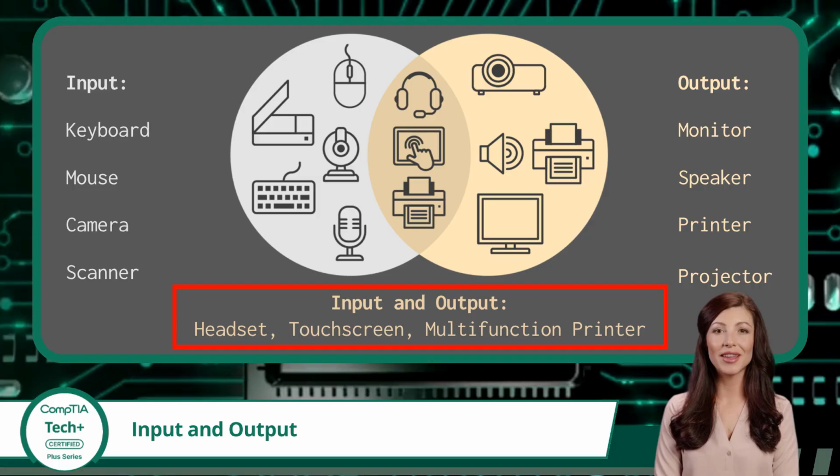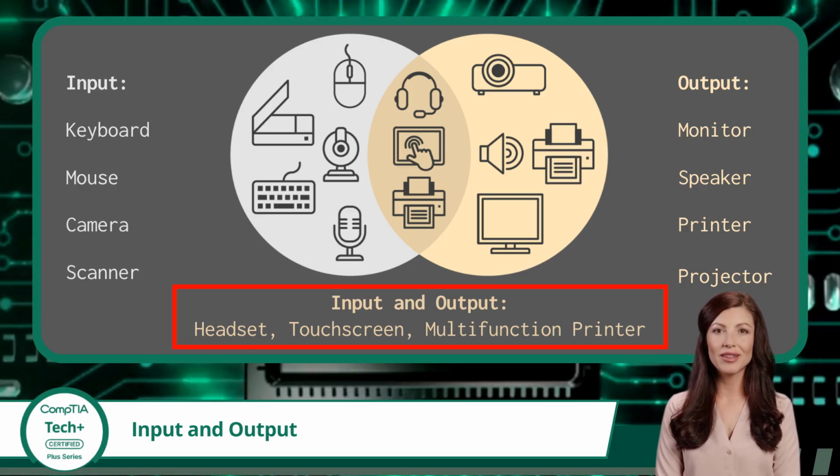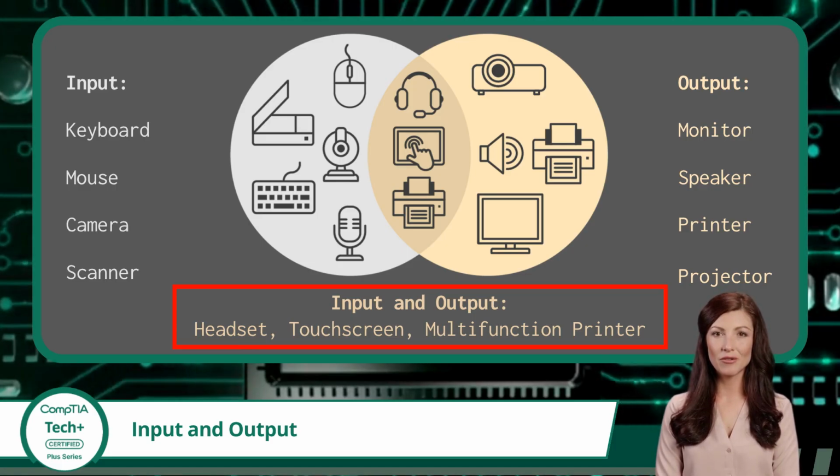Of course, in today's technology, many devices don't just do one or the other, they do both. These are known as multifunction devices, and they can send and receive data depending on how they're being used. A good example is a headset. It includes a microphone for inputting your voice and headphones for outputting sound. A touch screen is another great example, as it accepts touch gestures like taps and swipes as input, while also acting as a display for visual output.